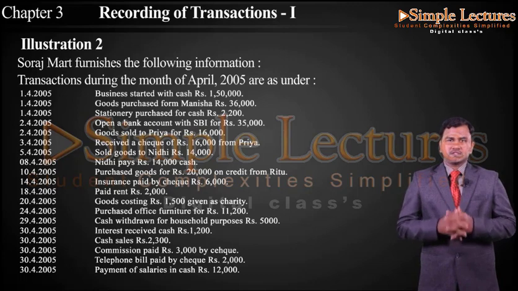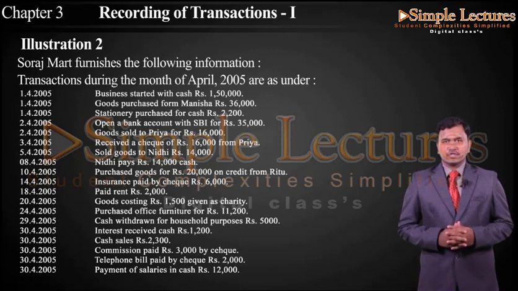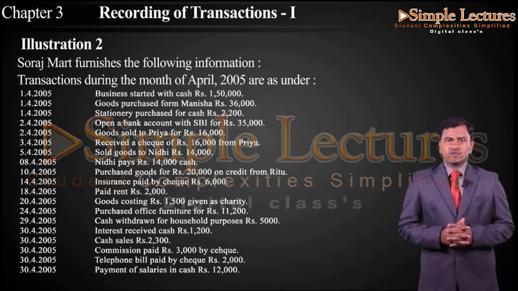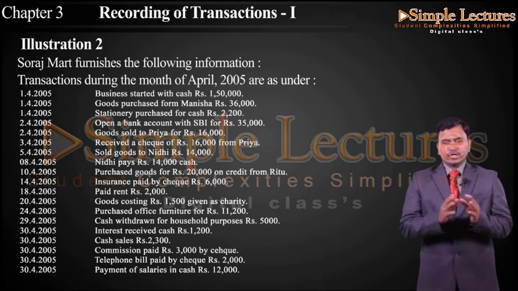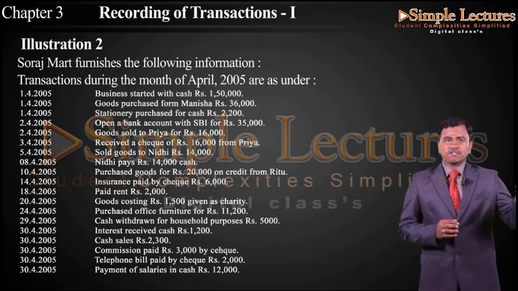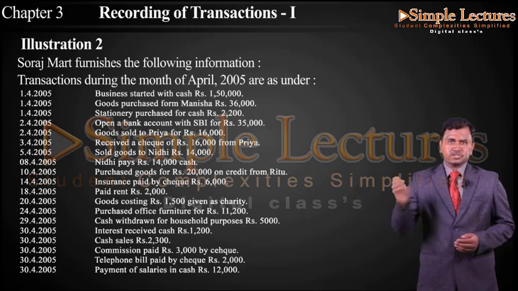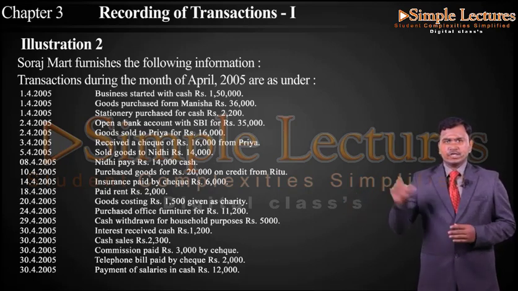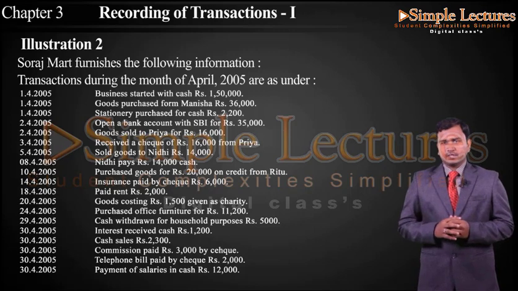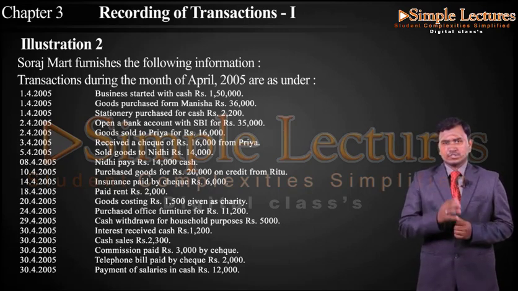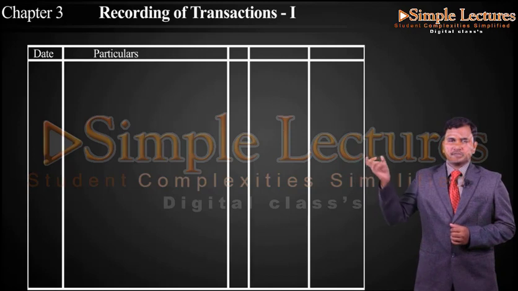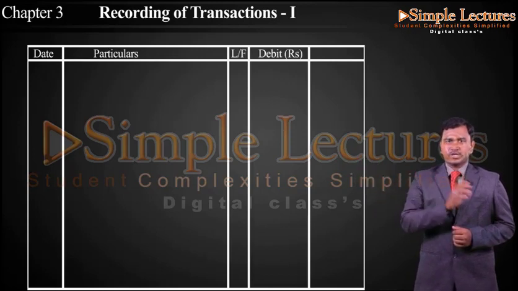1/4/2005 business started with cash rupees 1,50,000. So here we have the first transaction on 1/4/2005 where the business is started with cash of rupees 1,50,000. You can understand the transaction where cash is entering into the business and it is towards the capital of the business. So here the entry will be in a journal table. The pattern was discussed in the previous sessions where we have date, particulars, ledger folio, debit and credit.